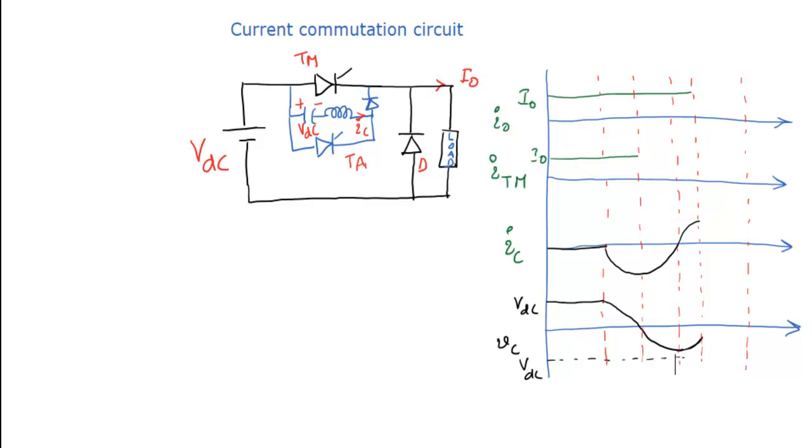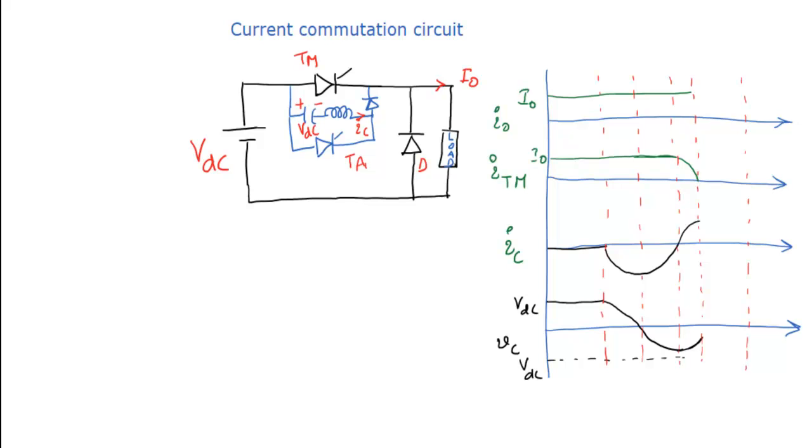Till this point, the main thyristor current will be as it is, because nothing has happened in the commutation. But once the capacitor starts discharging through the diode, this current will also be supplied to the load to keep the load current constant. The current flowing through the main thyristor will become 0. Once this reaches I0, this current becomes 0.